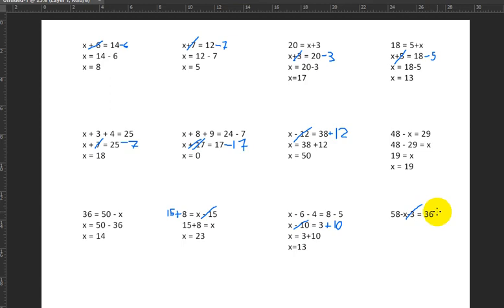By adding 3 to both sides. So add 3. And this would become 58 minus x equals 36 plus 3, 39, right? And then we could solve this by flipping them. So switching x and 39. So this would become 58 minus 39 equals x, which would mean that x is equal to how much? Oh, 19 again, right? 19 again.